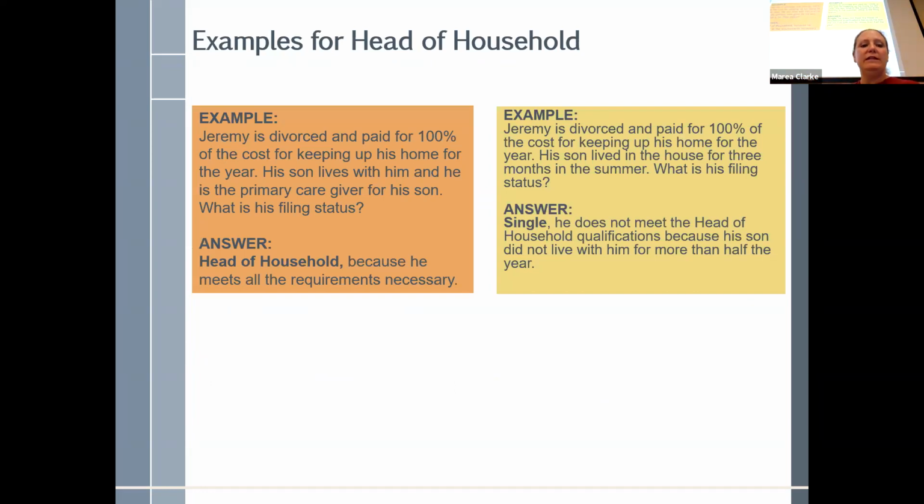All right, so a couple of examples. Jeremy is divorced and paid for the cost of keeping up his home. His son lives with him and he takes care of his son. Is his filing status going to be head of household? The answer would be yes. All right. On the other hand, if Jeremy paid for his house, but his son only lived with him in the summertime, that would be only 3 months. That would not meet the criteria for head of household because his son was not with him for at least 6 months. He would have to file as single.